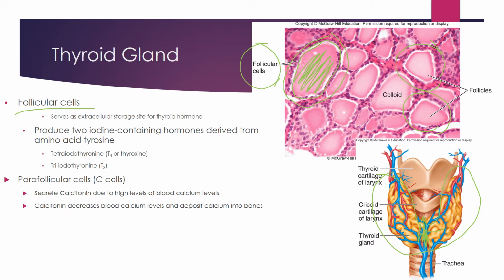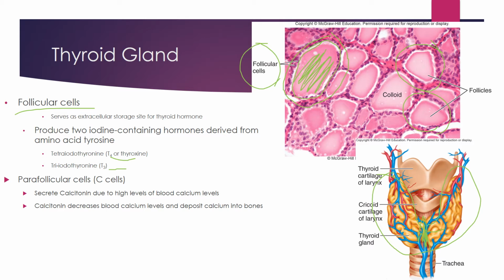Within the follicular cells, we have the production of two different types of iodine-containing hormones that are derived from the amino acid tyrosine. So we have T4, or thyroxine, and T3, which is triiodothyronine.